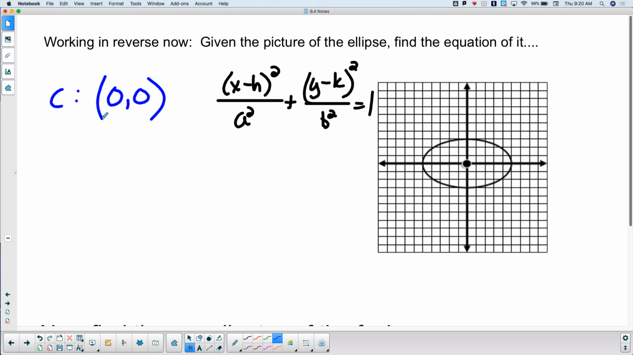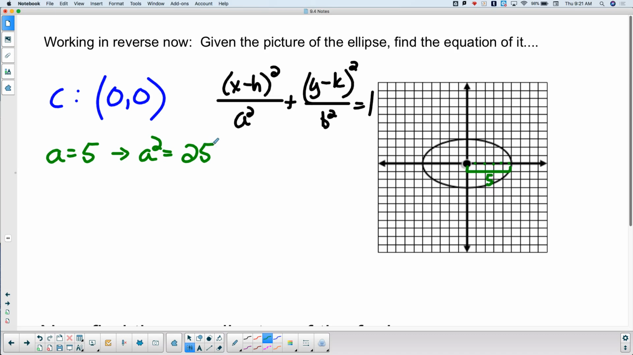Count? Which way? Left or right? Okay. So I'll count for you. 1, 2, 3, 4, 5. I get that this distance here is 5. And then we square it. So A is 5, which means that A squared is 25.